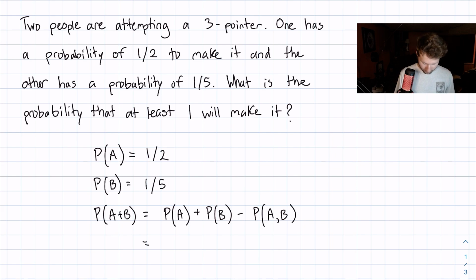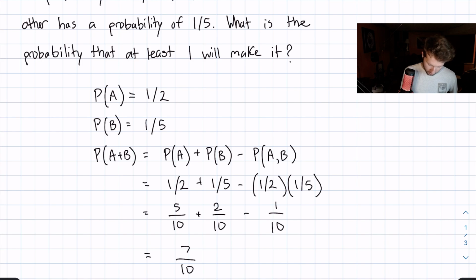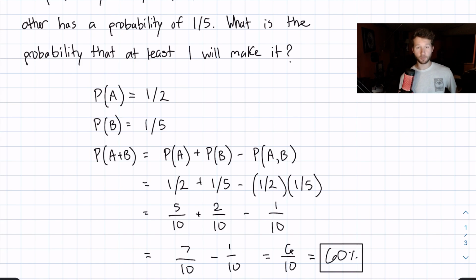So probability of A, 1/2, plus probability of B, 1/5, minus probability that both happen, which will be 1/2 times 1/5. As we know, to add fractions, we're going to find a common denominator, which is going to be 10. So 5/10 plus 2/10. 1/2 times 1/5 is going to be 1/10. So we'll find 7/10 minus 1/10, 6/10 equals 60% chance that at least one will make it.